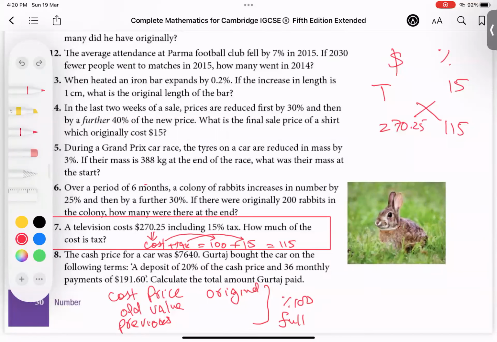Now I check again. So 270.25 times 15 and divide by 115. So the tax is coming now, $35.25. So I hope the point is very clear. And let's talk about the next question.